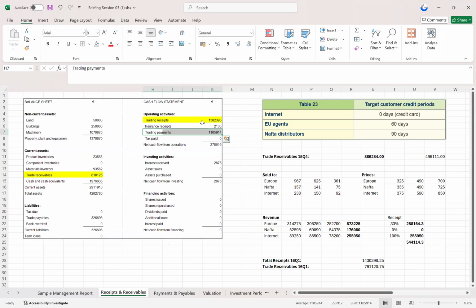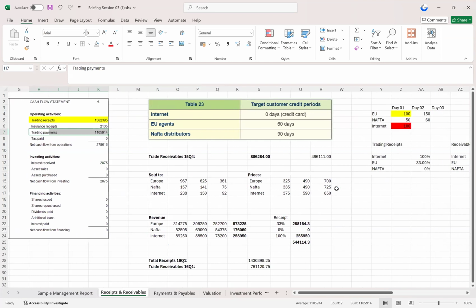Yes. Okay. Any more doubt on receipts before I go? I will now also calculate trading payments, but any more doubt on this now?